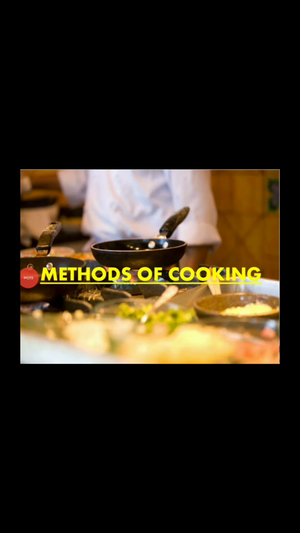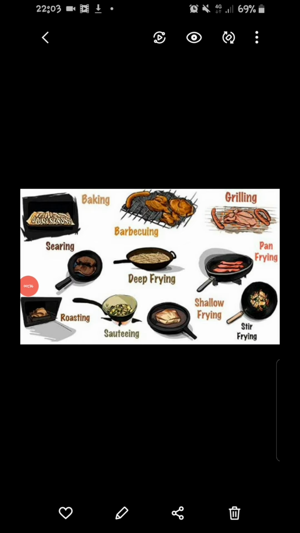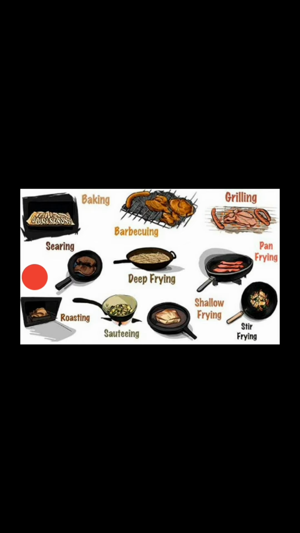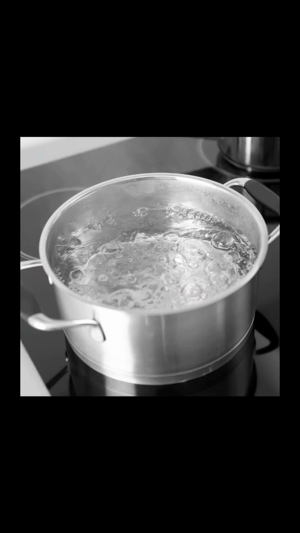The various methods of cooking are boiling, frying, steaming and baking. These are the four most common methods of cooking the food. As you can see in this picture, there are so many methods of cooking: baking, searing, barbecuing, deep frying, sauteing, roasting, shallow frying, stir frying, pan frying, grilling. But in this chapter, we'll be talking about only four methods of cooking, that are boiling, frying, steaming and baking.